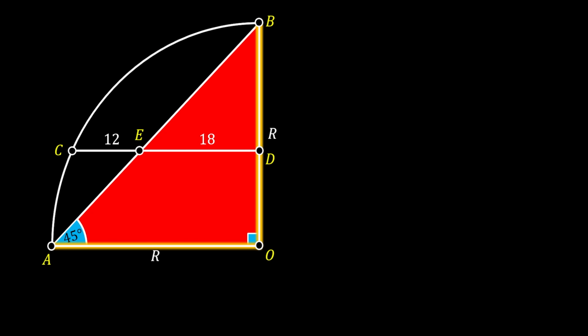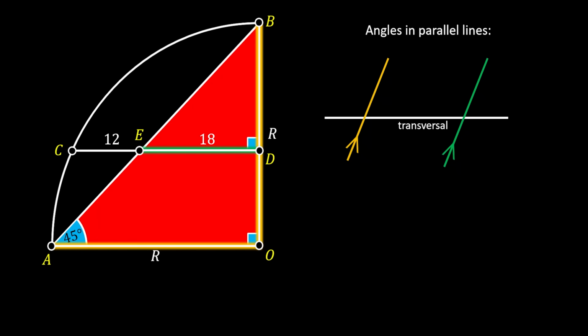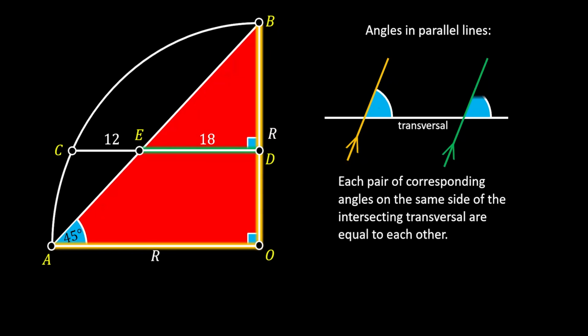Next, let's notice the segment ED. Since this line is parallel to the line AO, the angle at the point D must be a 90-degree angle. So, we can use angles in parallel lines. This theorem states that if we construct two parallel lines and pull a line which crosses those two lines, and this line is called a transversal, then we can conclude that each pair of corresponding angles on the same side of the intersecting transversal are equal to each other.